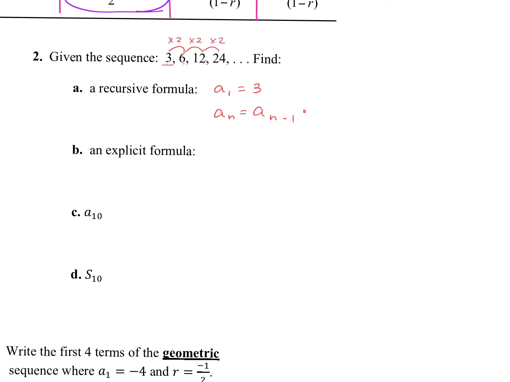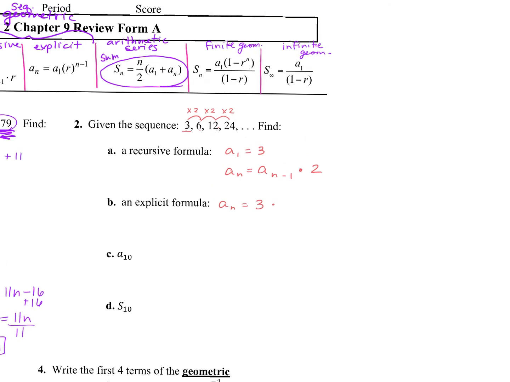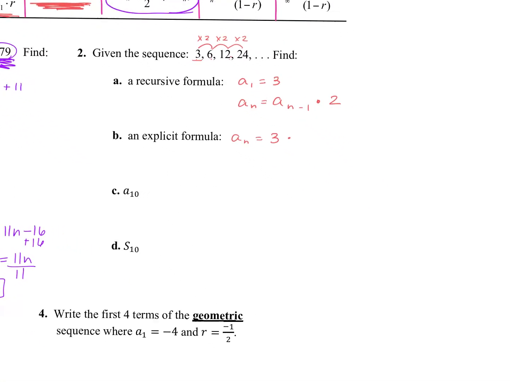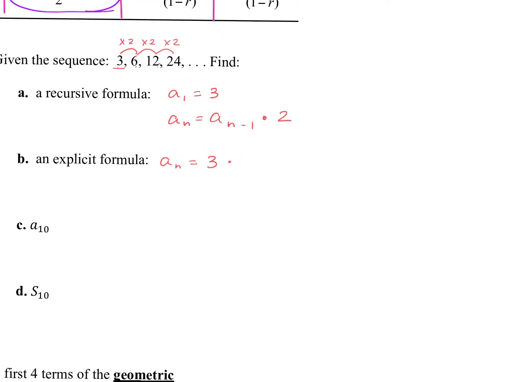Okay, so this is going to be times 2, and that's your recursive formula. Your explicit formula is a sub n equals your first term, which is 3. Let me just point out what I'm doing up here. I'm doing this one right now. So this was the first one. Now we're doing the explicit. So it's 3 times your common ratio, which is 2, to the n minus 1. Do not make that 6 to the n minus 1. You have to do the exponent first before you multiply.